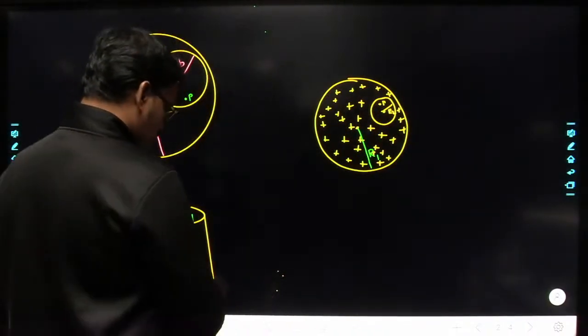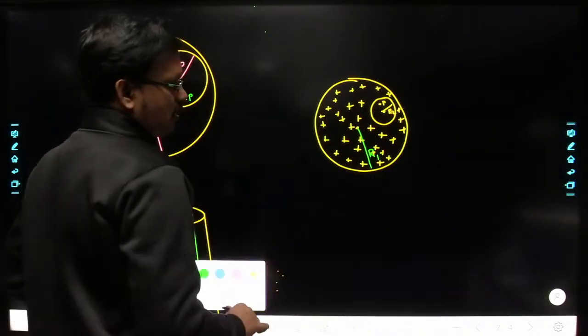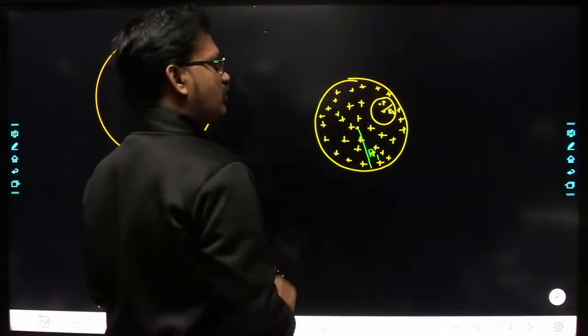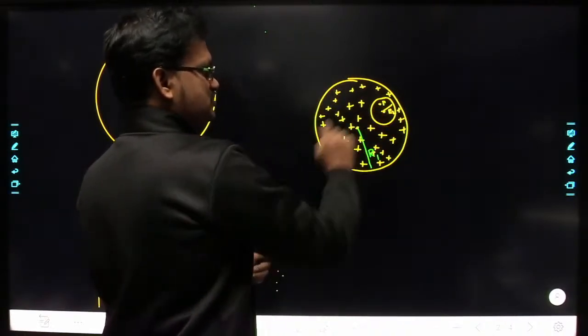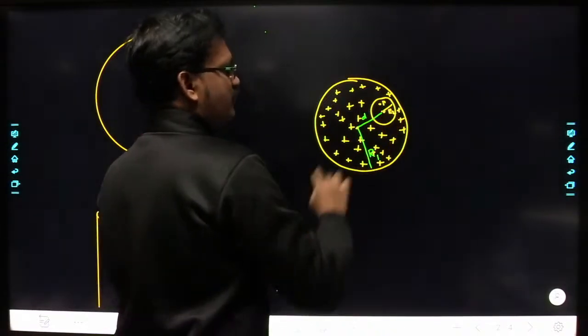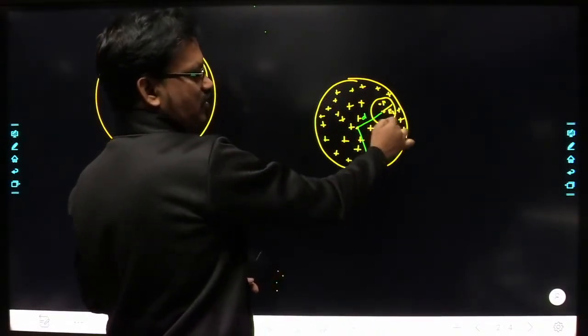So what we have done here: they gave a uniformly charged sphere, and for that uniformly charged sphere, at some distance d from the center, they drilled a hole.